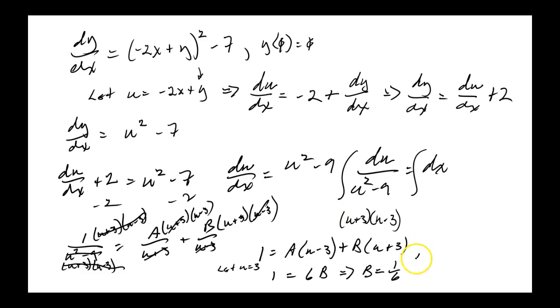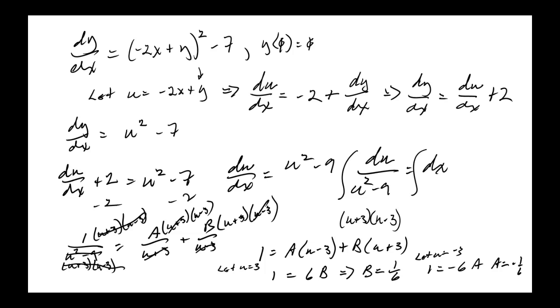Why don't we let u equal minus 3? Then this one goes away, and you're left with 1 is equal to negative 6a. So a is equal to negative 1/6. If I could read my writing. Okay, now let's go back and plug in here.